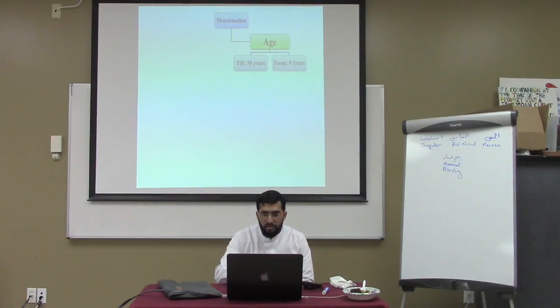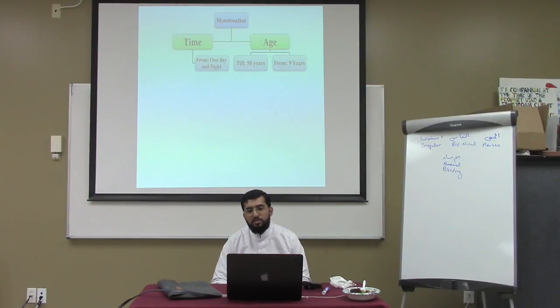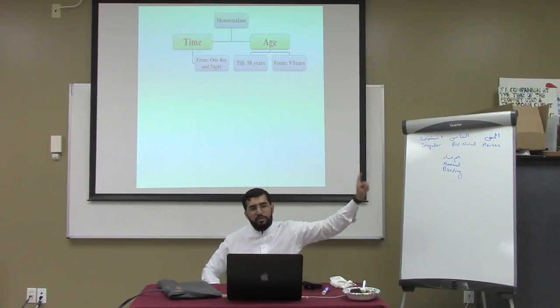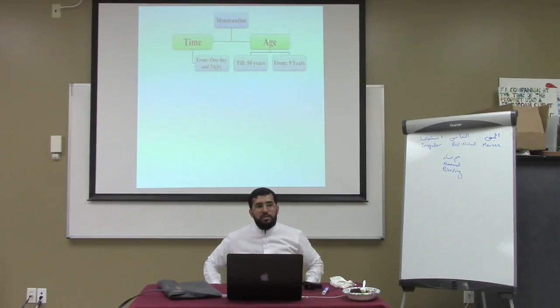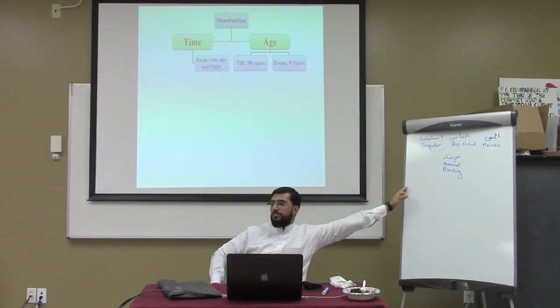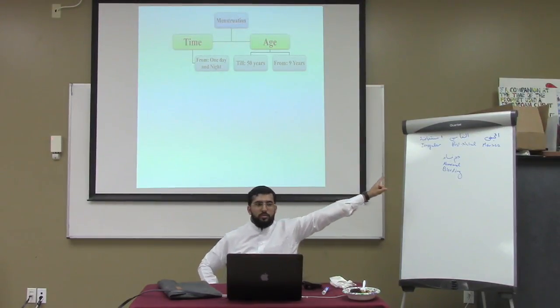The time, they say the minimum it has to be is 1 complete day and 1 complete night. So for her blood to be considered menstrual blood according to the fuqaha, the jurists, she has to bleed for 1 complete day and 1 complete night, meaning 24 hours. If she bleeds for 3 or 4 hours and then her bleeding stops, they say it's considered abnormal. And this is the third scenario for abnormal.